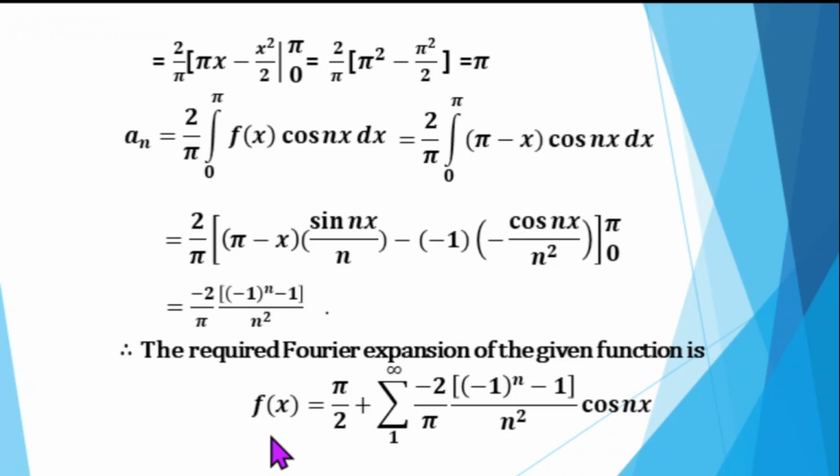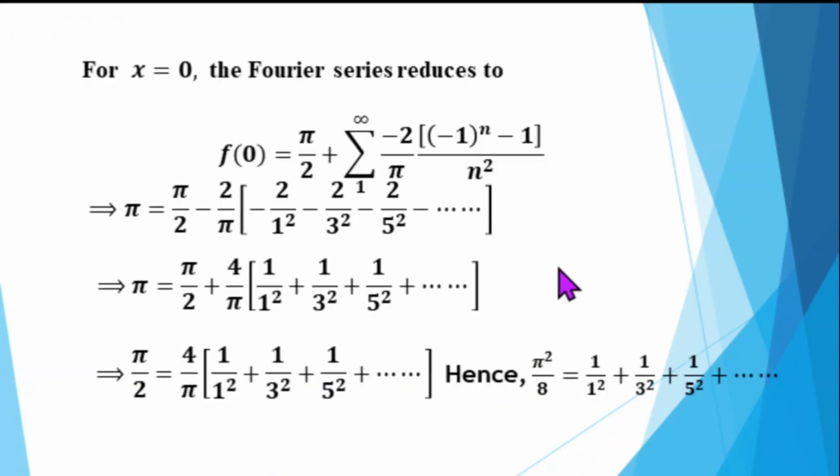Next, again here we have 1 by n square terms. So take x equal to 0, cos 0 is 1. Taking x equal to 0, f of 0 equals pi by 2 plus summation minus 2 by pi times minus 1 raised to n minus 1 by n square. In the next step, we will get this and substitute for f of 0.